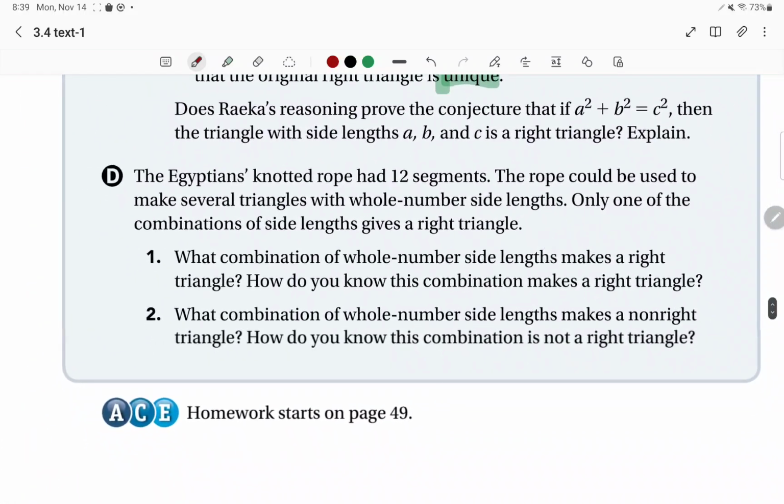So on part D, it says the Egyptians' knotted rope has 12 segments. The rope could be used to make several triangles with whole number side lengths. Only one of the combinations of side lengths gives a right triangle. So on this one, what combination of whole number side lengths makes a right triangle, and how do you know this is a right triangle? And then what combination of whole number side lengths make a non-right triangle? All right, so go ahead and answer 1 and 2, thinking again of that rope with the 12 knotted segments as you try to answer these. Pause the video and then come back.